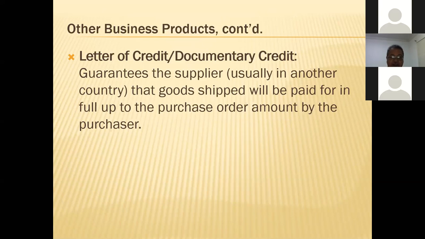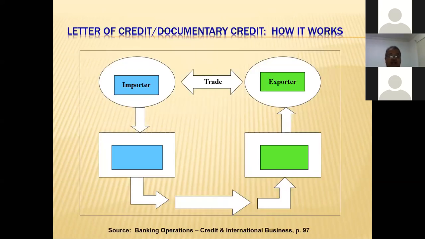So let's look at how that works. You have the importer and the exporter, and they have trade taking place between them. The exporter has goods that the importer wants. The importer needs to pay the exporter, and the way to do that is through a letter of credit or a documentary credit. So the importer would go into his or her bank and begin the process of executing a documentary credit or letter of credit, and that document guarantees payment to the exporter, and that normally goes through the exporter's bank. So you have the importer and the exporter involved in trade, and the payment mechanism being handled by their respective banks.